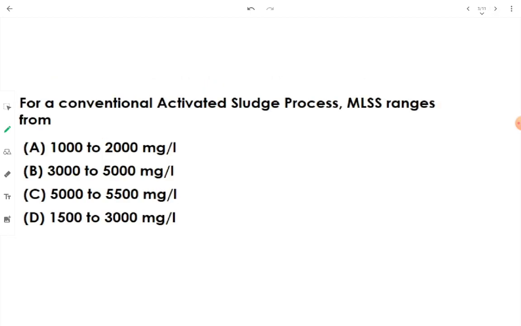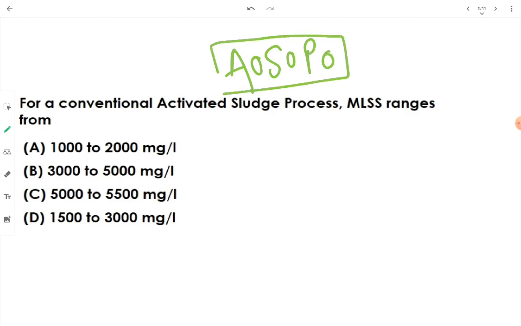Alright. Then for a conventional activated sludge process, okay, let's shorten it to ASP. We call activated sludge process ASP. Let's not say activated sludge process as a whole. Okay, it takes time. MLSS ranges from 1500 to 3000 mg per liter. So not 300, 3000. Okay, for conventional ASP, MLSS ranges from 1500 to 3000 mg per liter. Okay, remember it's a standard objective question, literally based on memory.